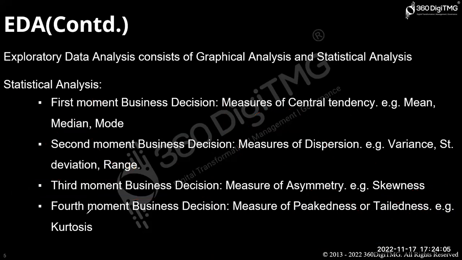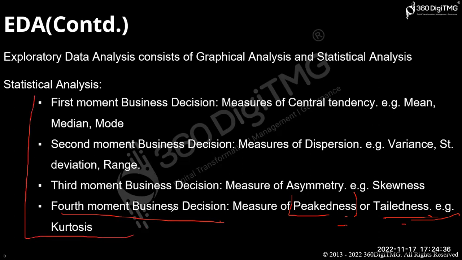And then we will have kurtosis as the fourth moment business decision. It talks about the peakedness of the data, which products are getting sold the most number of times, and the tailedness of the data, the thickness and thinness of the data. It talks about which products are more frequently getting sold, and which products are not getting sold much. So it is called kurtosis. So these are the four business moment decisions.